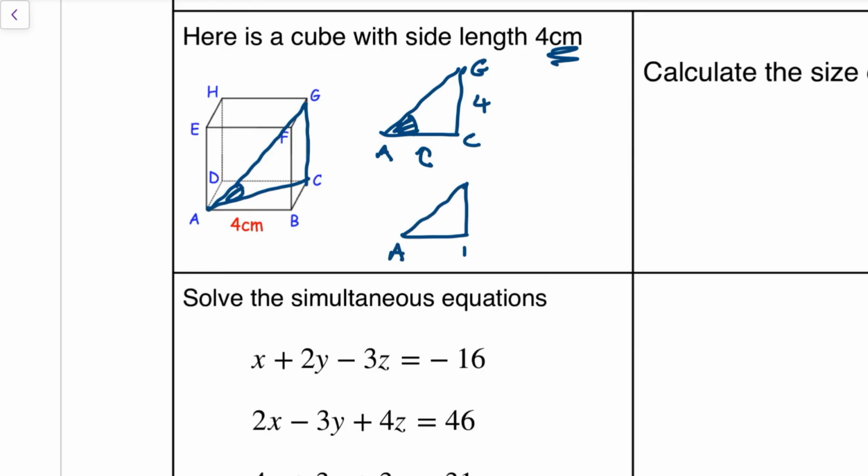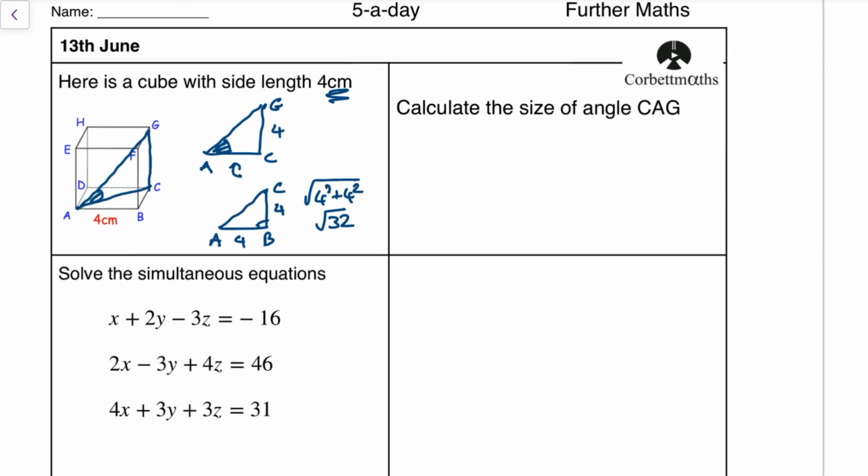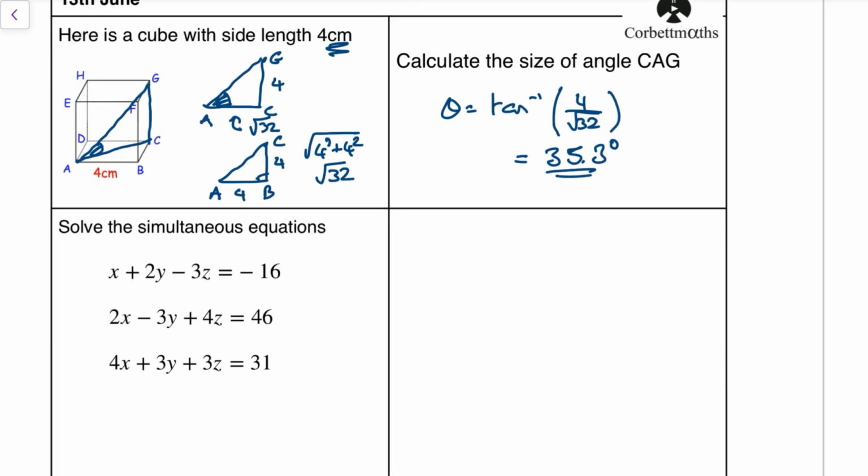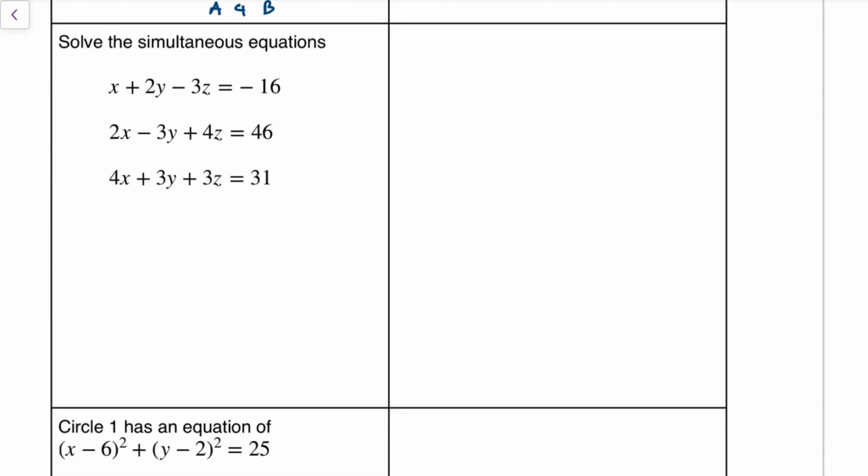Because I look at the floor, I've got A, I've got B, I've got C, that's 4, that's the right angle. 4 squared plus 4 squared square rooted is going to be 16 plus 16, so that's root 32. I'm just going to leave it like that. I know I can simplify it, which means the angle that I want, theta, has opposite and adjacent, so it's tan minus 1 of opposite 4, divided by adjacent root 32, and that's going to be approximately 35.3 degrees. Question done, nice start.